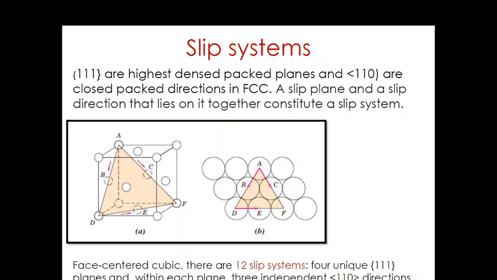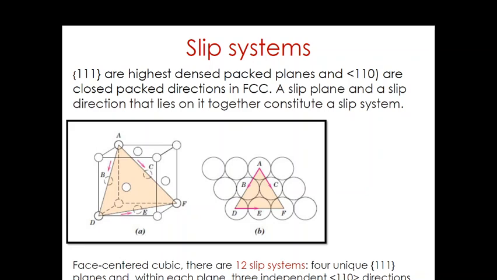Thus several slip systems may exist for a particular crystal structure. The number of independent slip systems represents the different possible combinations of slip planes and directions. In the case of face-centered cubic, there are 12 slip systems: 4 unique planes of the {111} family, and within each plane, 3 independent directions of the <110> family. A slip plane and a slip direction that lies on it together constitute a slip system.